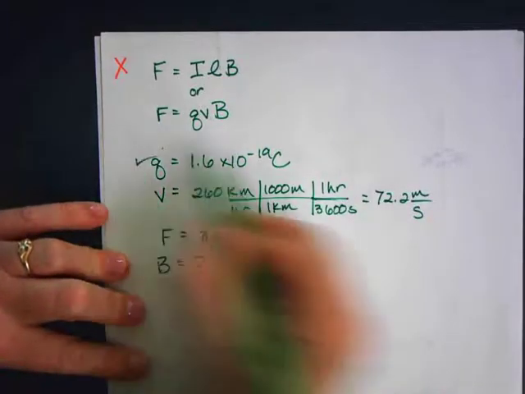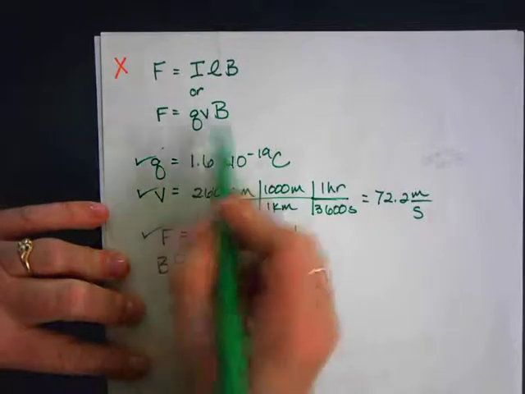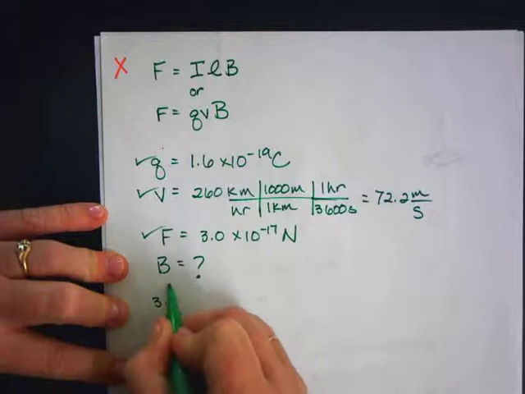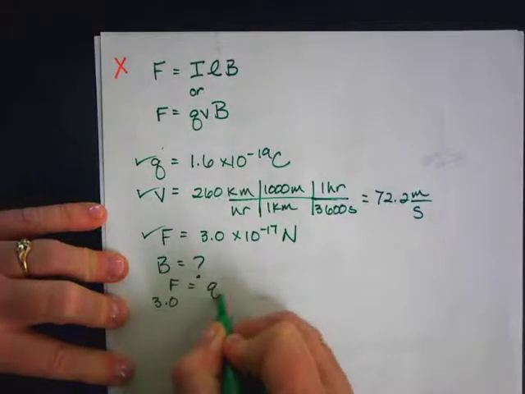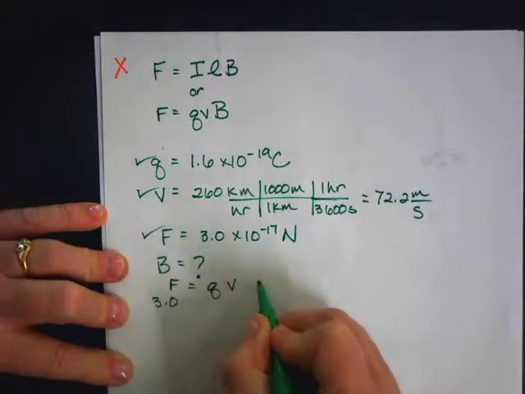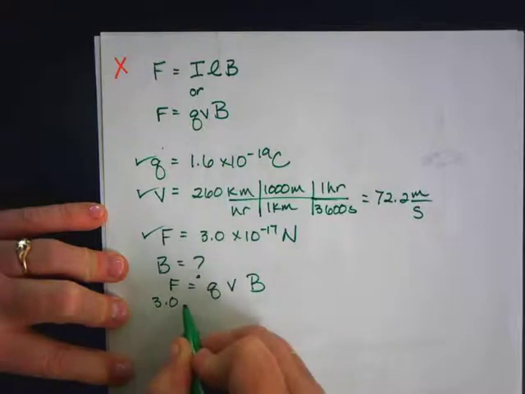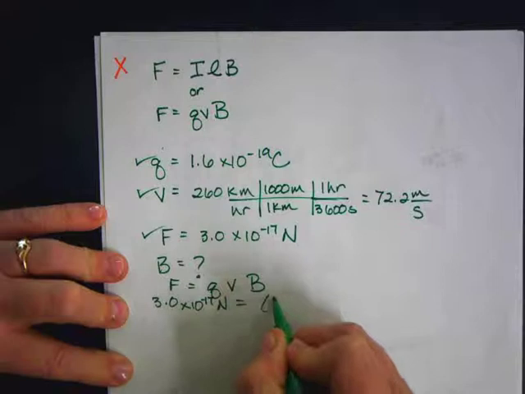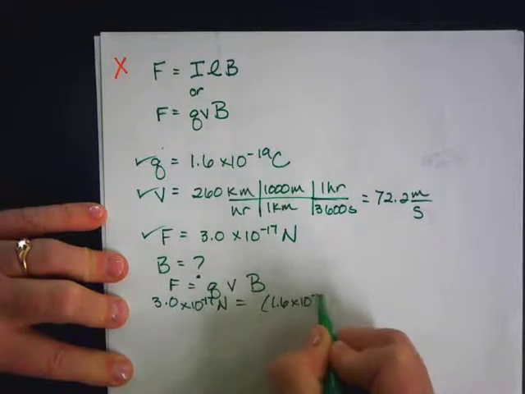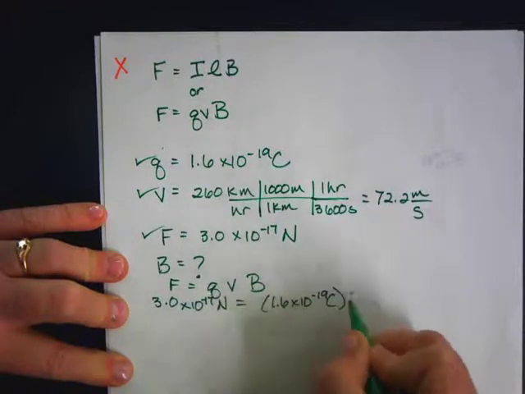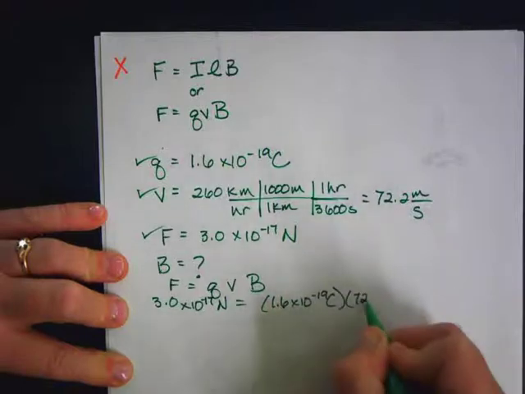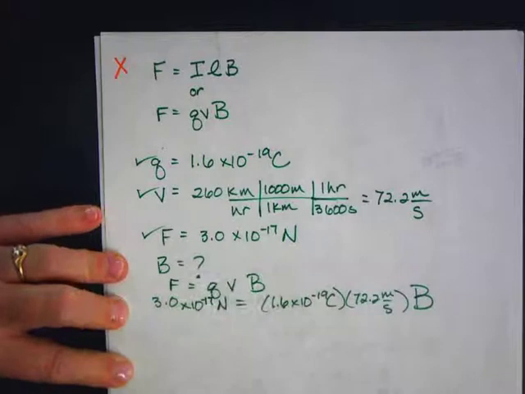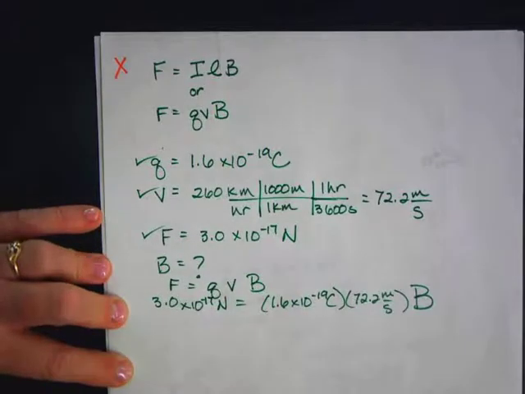Okay? Then we'll put these 3 numbers into the equation right here and solve for B. So F equals Q V B. 3 times 10 to the negative 17th newtons is the force. The charge, 1.6 times 10 to the negative 19th coulombs. The velocity, 72.2 meters per second. And then we'll solve for B, which is going to be in Teslas.